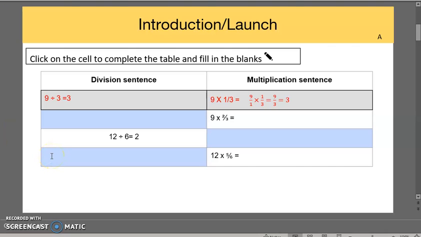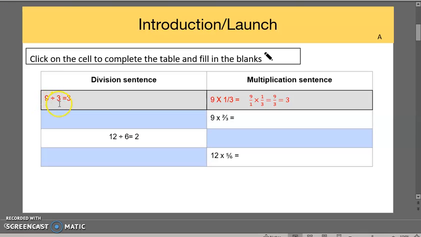We're going to begin this lesson by doing this small exercise. Click on the cell to complete the table and fill in the blanks. What I've done for you is providing a model example of a division sentence over here and a multiplication sentence over here. And just to be clear, let's see what it says.